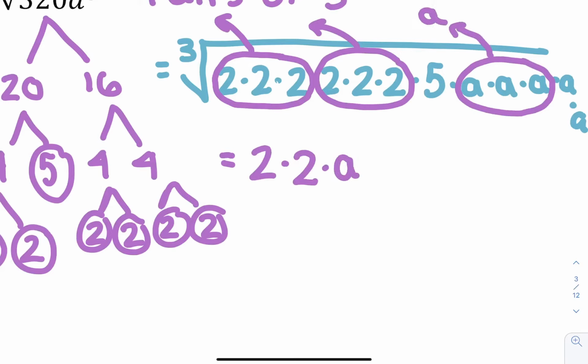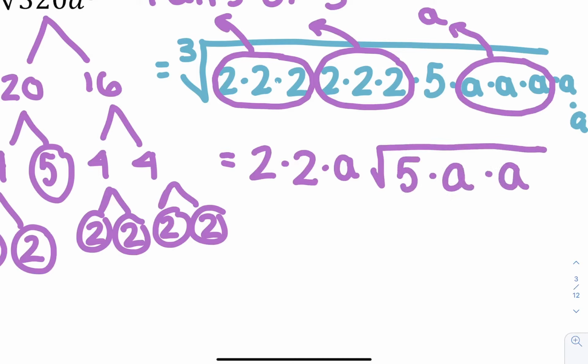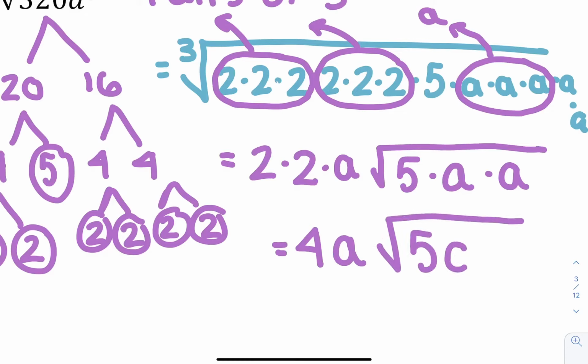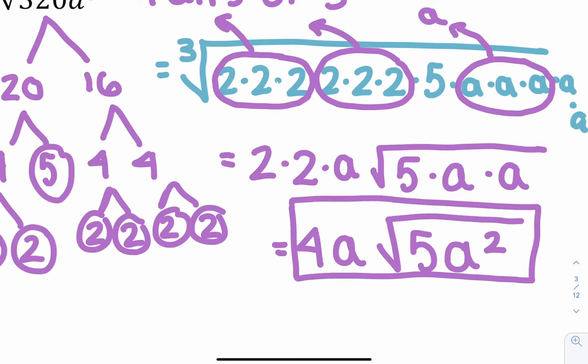So we are left with 5 times a times a. Our last step now is to simplify. So 2 times 2 is 4 times a, the square root of 5, and a times a is a squared. So there is our final answer. And oops, I forgot. Remember, our index still has to be a 3 right here.